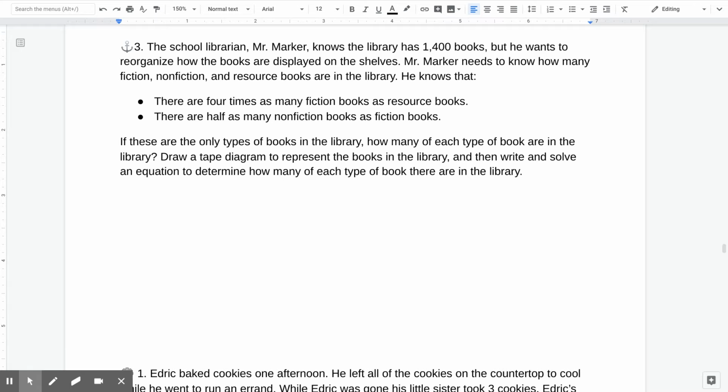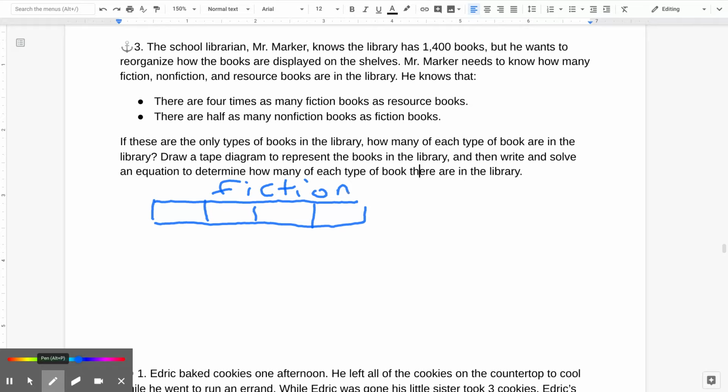Lesson 7, Anchor Problem 3. So the first thing I'm going to do is draw my tape diagram. And I know that there are 4 times as many fiction books as resource books. So I'm going to divide this in 4 parts. That's going to be my fiction.